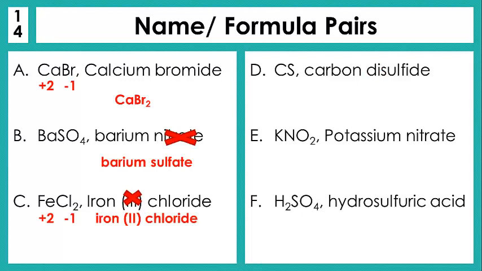Next I have carbon disulfide. So this is CS. Di means 2. I don't have 2, I only have 1. So this should really be called carbon monosulfide.